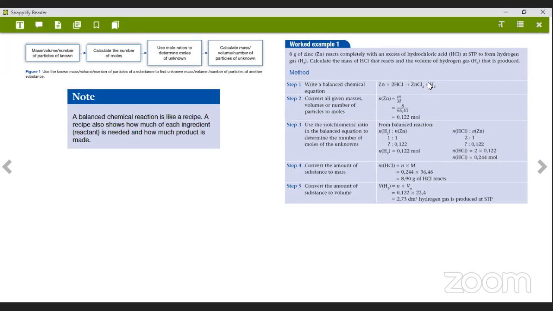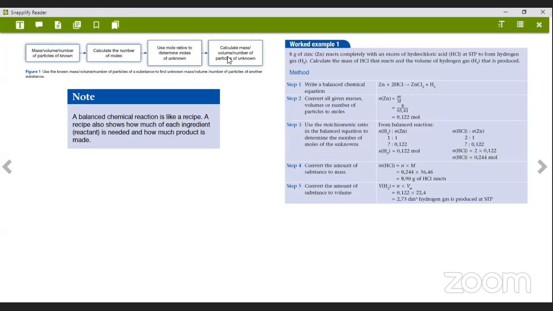So they say use mole ratios to determine the moles of the unknown. Whatever you're given, it's going to be x1 over the ratio. If, for example, it's HCl, it will be 2, equals x2 over the ratio. If, for example, you're looking for ZnCl, it will be 1. Do you guys understand what I'm saying? I'm saying x because it could be volume that is given, it could be mass that is given, or it could be number of particles. So that's why I just rounded it off as x.